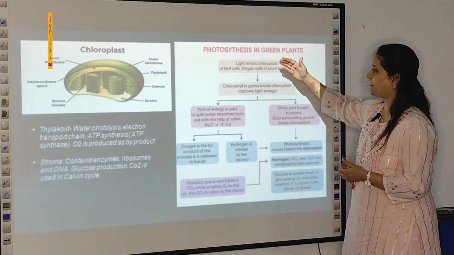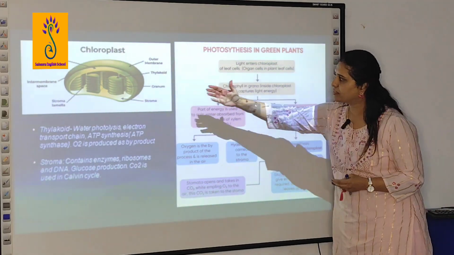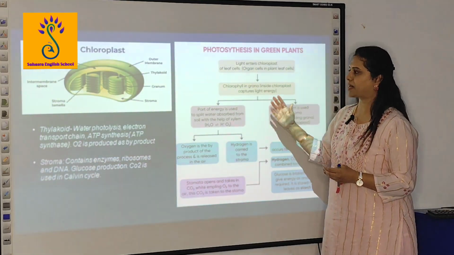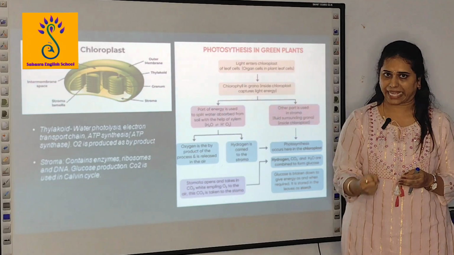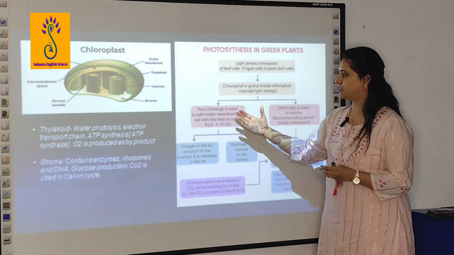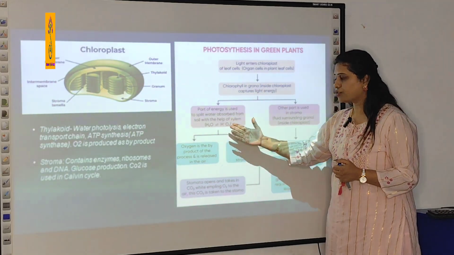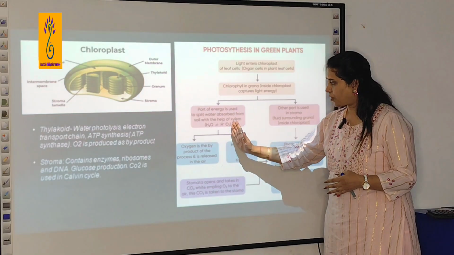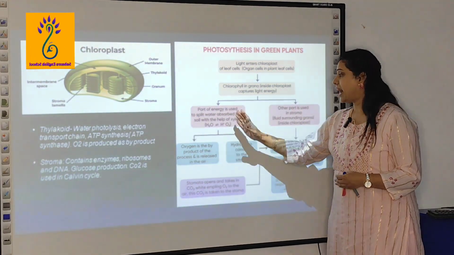So what happens? The light enters into the chloroplast. That is a figure of chloroplast. I have explained that. Chlorophyll present in the grana captures or absorbs the light from the environment, and part of the energy is used to split the water molecule so that hydrogen and oxygen are released. Okay, the oxygen is a byproduct and that is released into air.